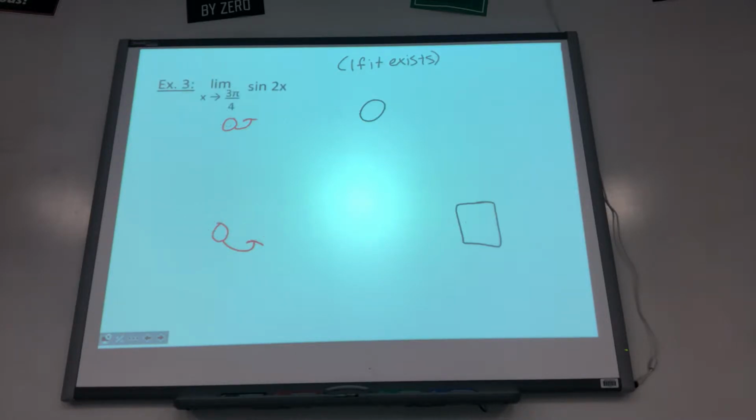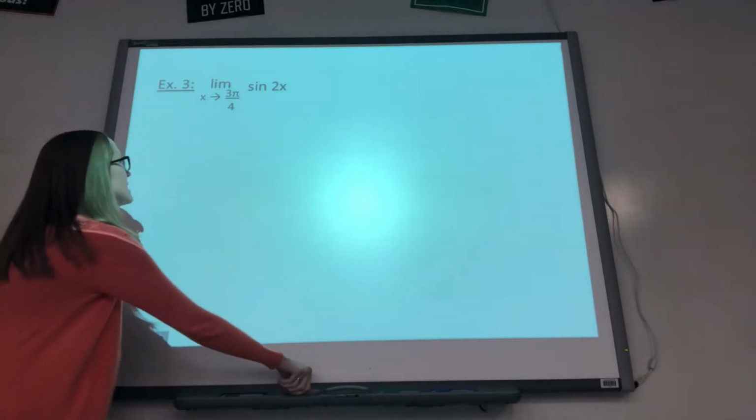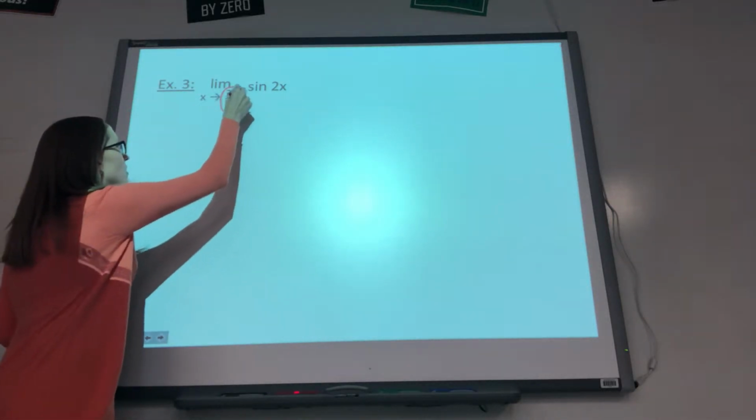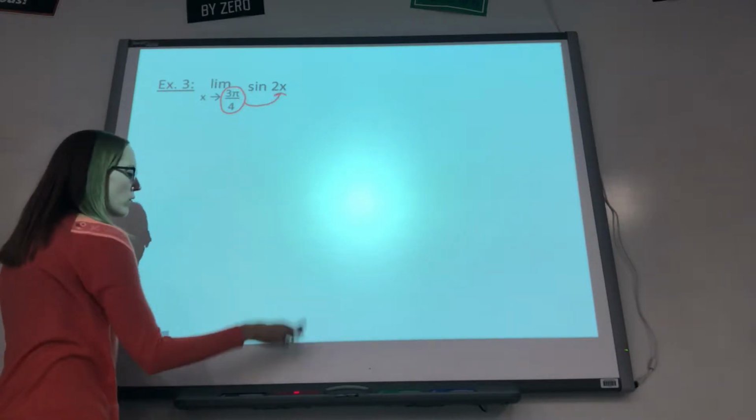Okey-doke. I'm going to keep going here. Wouldn't be a good day in calculus without a trig function somewhere. Number 3, the limit as x approaches 3 pi over 4 of sine of 2x. Let's try direct substitution and see if it works.